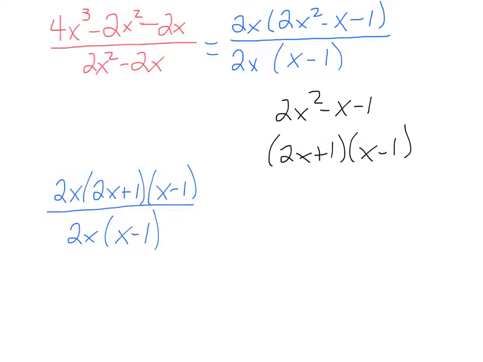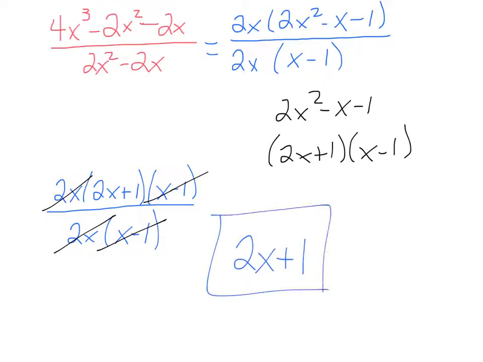Now again, you're canceling whole factors. If you're not sure what a factor looks like, that's something else you better get cleaned up before you tackle these kind of problems. But they both have a 2x, so those are canceled. They both have an x minus 1, so those cancel as well. Now there's nothing left to cancel, and we have 2x plus 1 as our simplified answer.